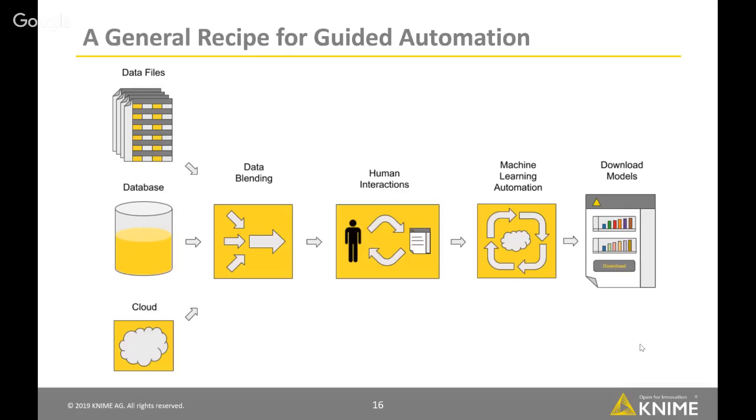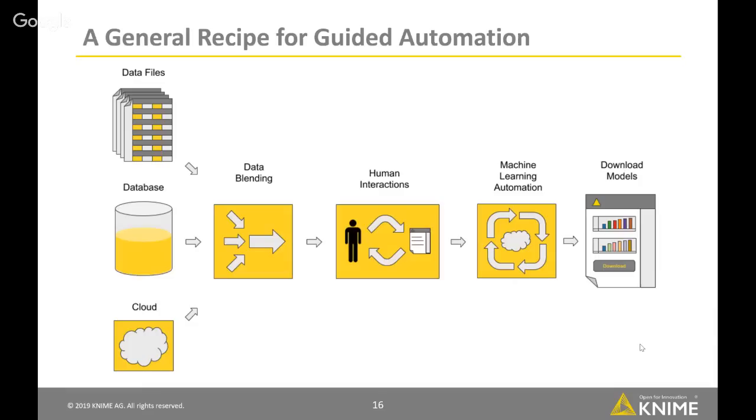So this is the general recipe to automate the machine learning cycle using guided automation. We have a first part where we are going to upload different data files, connect to a database or to a cloud. And here we are going to blend the data, right? Depending on what you have connected.